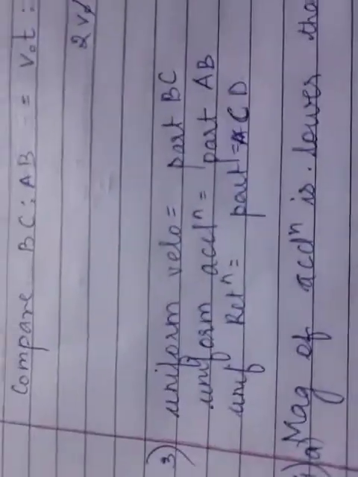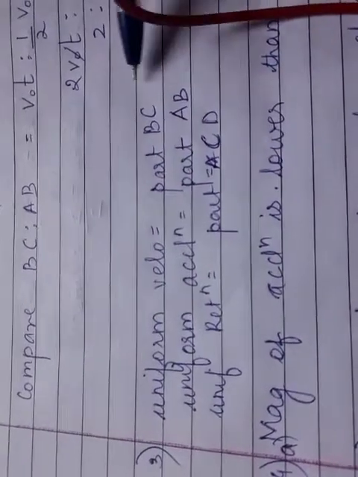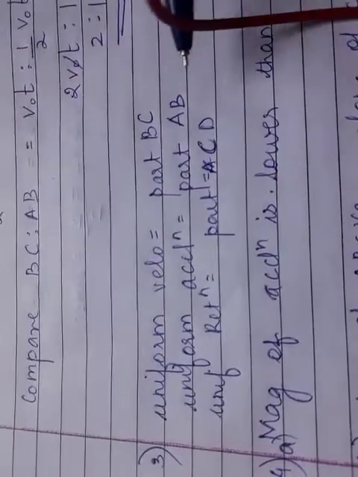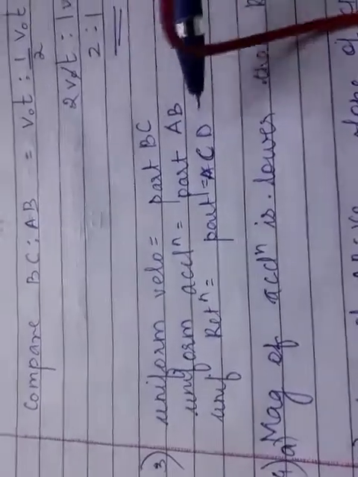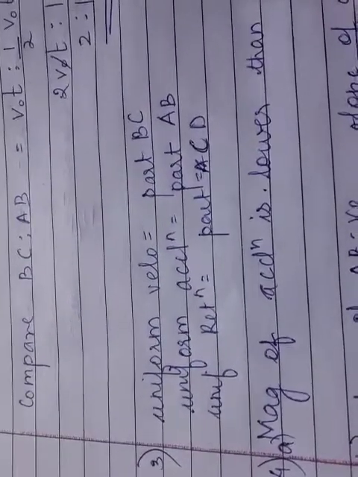Then retardation will be uniform where? At CD, because it's moving. That means if we take that it is traveling on a hill upwards, traveling straight and coming downwards again, we will be taking it like that. So uniform velocity will be part BC, uniform acceleration will be part AB, and uniform retardation will be part CD. So these are the three things.